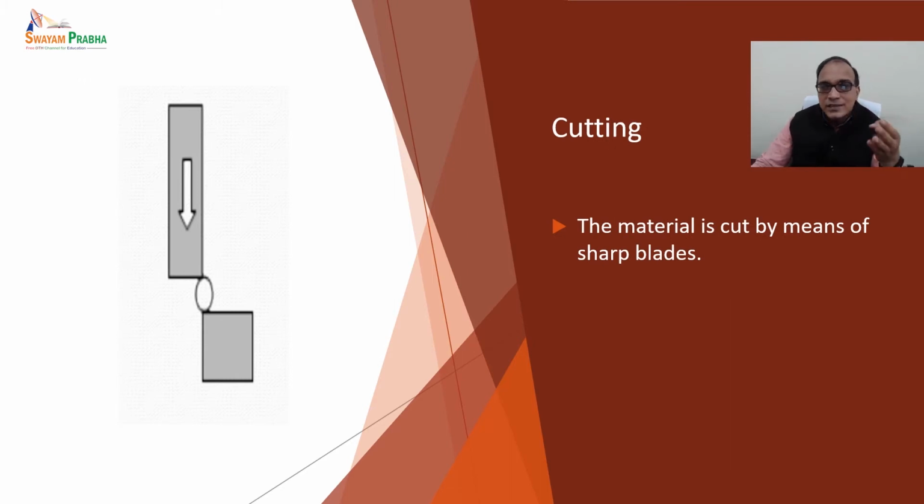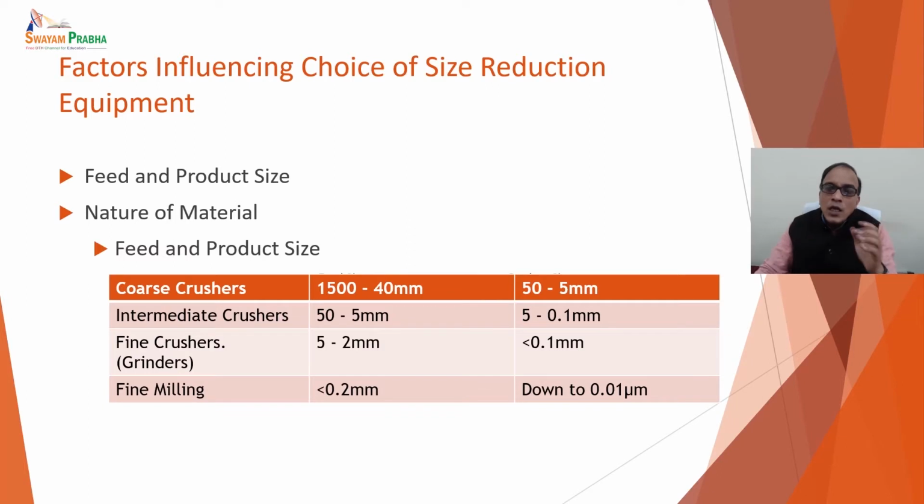The fourth is cutting. In cutting, the material is cut by means of sharp devices. We can just cut the material, just like slicing, you can say. Now, we have studied the mechanisms: impact, compression, attrition, and then slicing, or cutting.